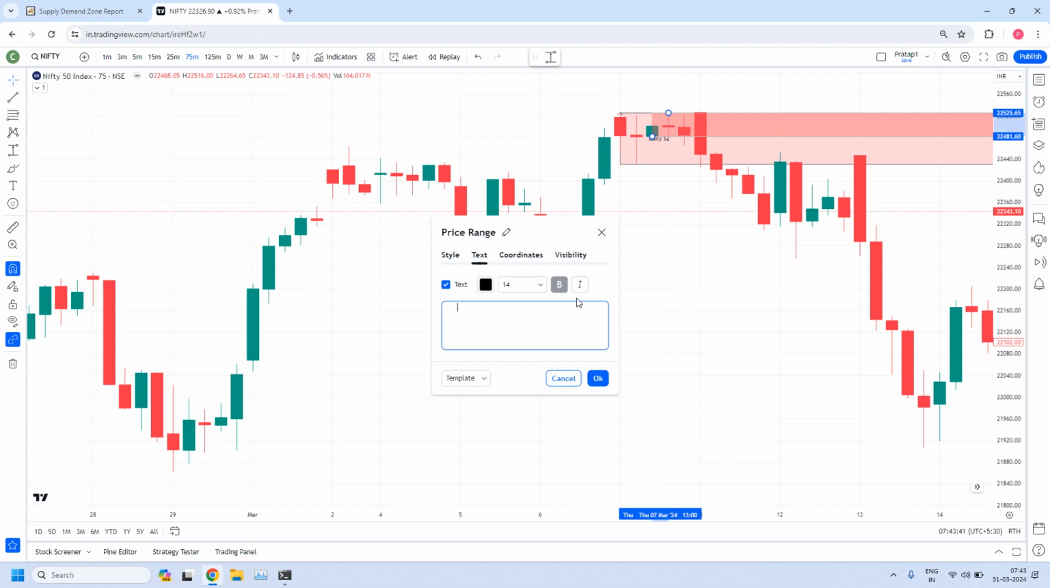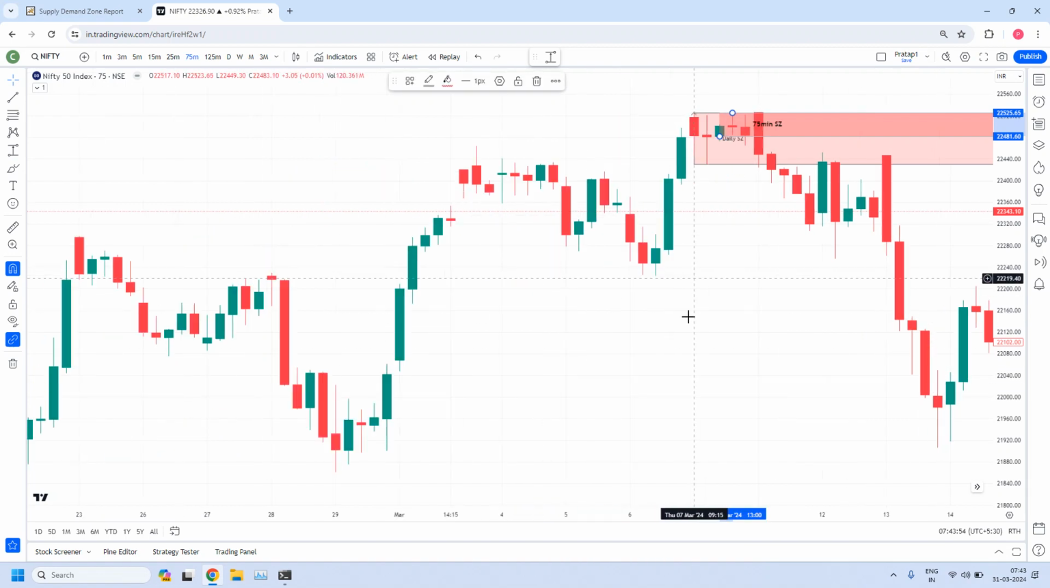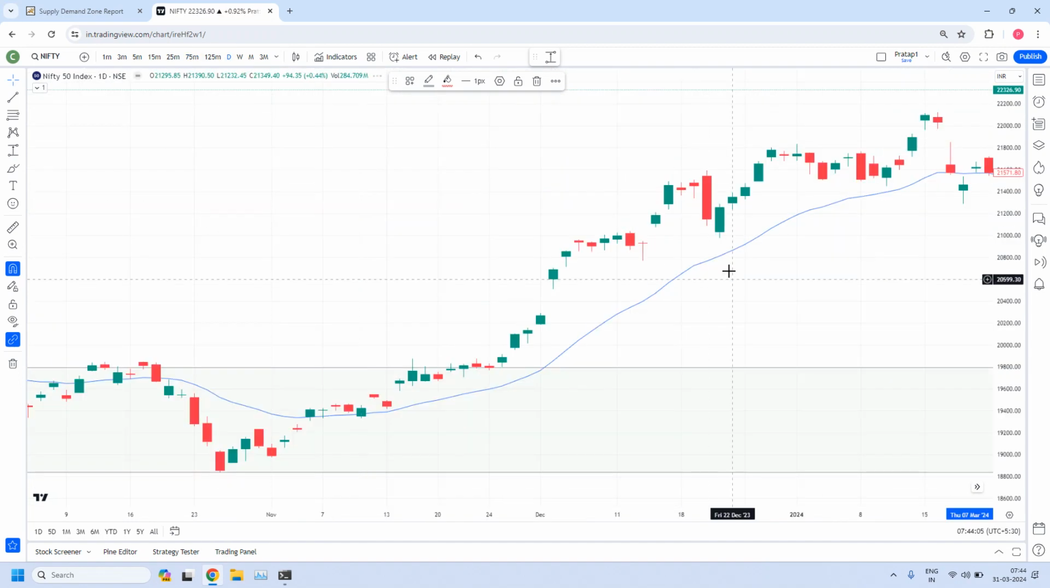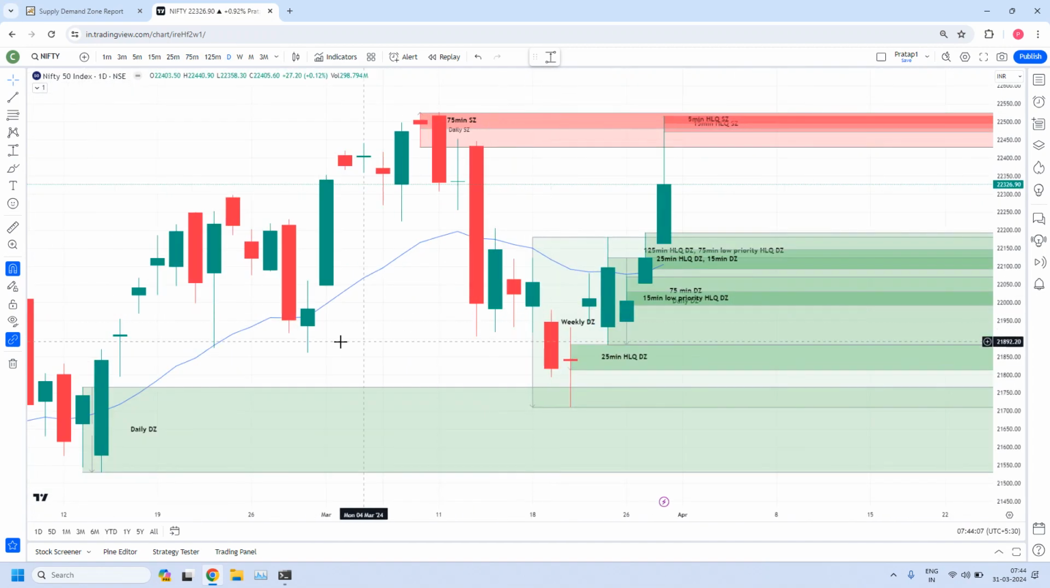So this is a 75-minute supply zone. I am explaining the fine-tuning the zone technique. Let me repeat again. Now we don't require to draw. Now you have a clear understanding. Those people who are not aware of fine-tuning the zone, I am explaining. It's very important. First you are going to the daily time frame.